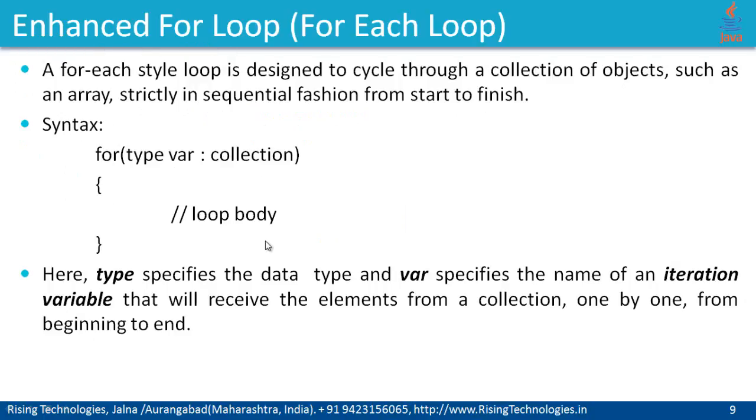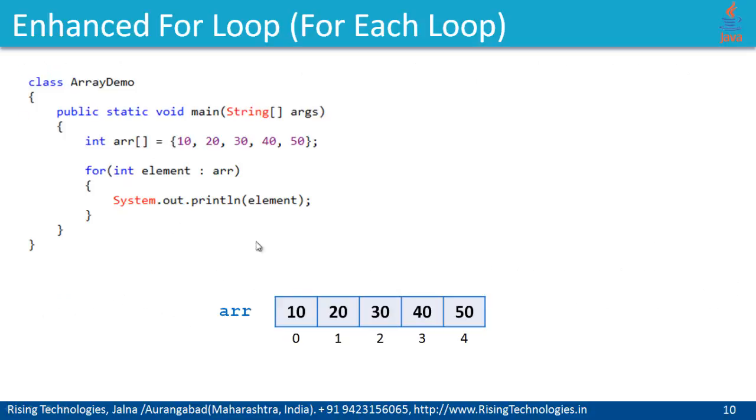So the syntax of this enhanced for loop is, we're gonna write for, then type variable colon collection, and then body of this for loop. Here this type specifies the data type of variable that is going to represent each and every element of this collection, and this iteration variable is going to receive the element from this collection one by one from beginning to end. Let's see this thing in the slide.